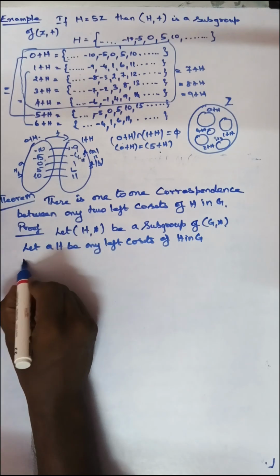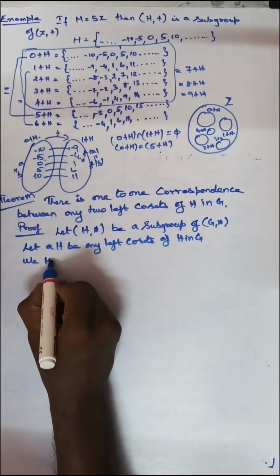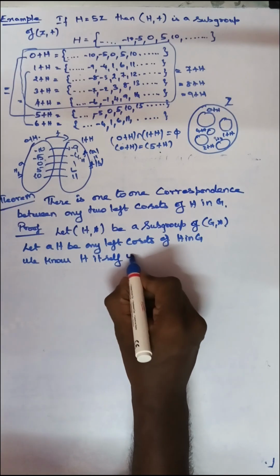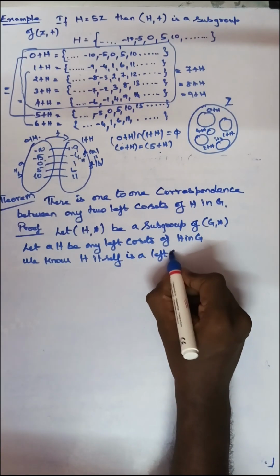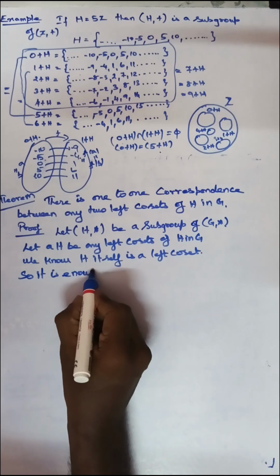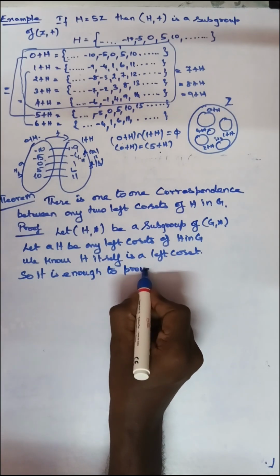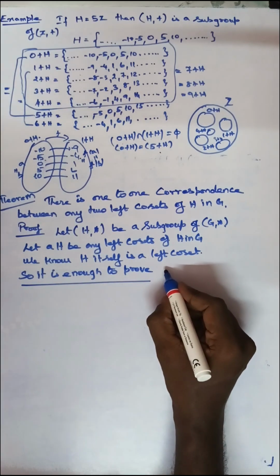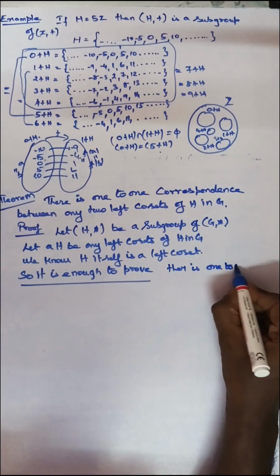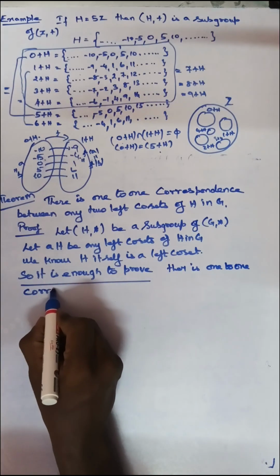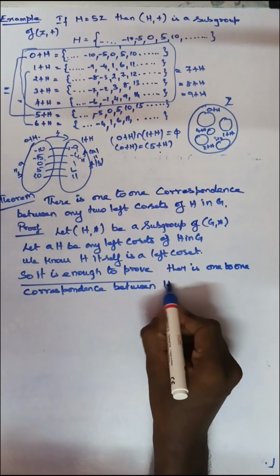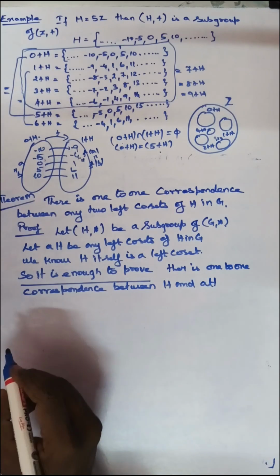We know H itself is a left coset. So it is enough to prove there is a one-to-one correspondence between H and AH.